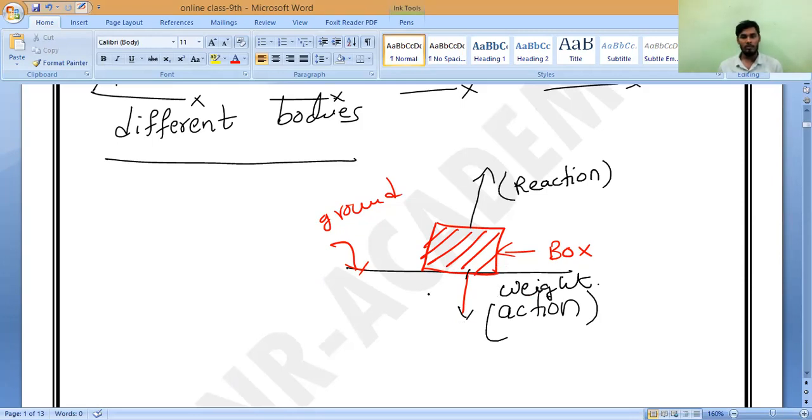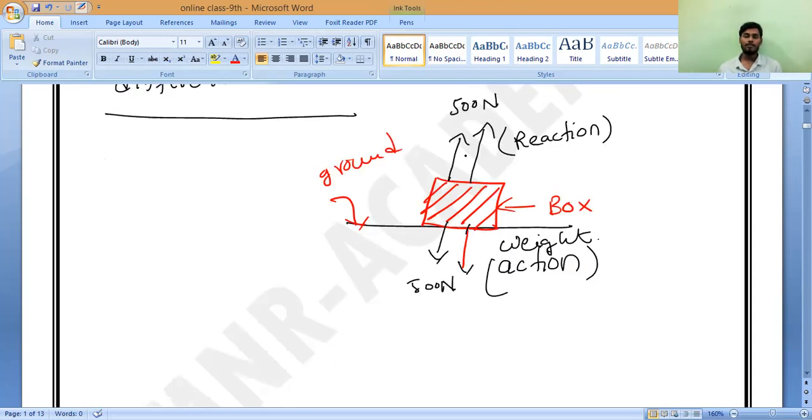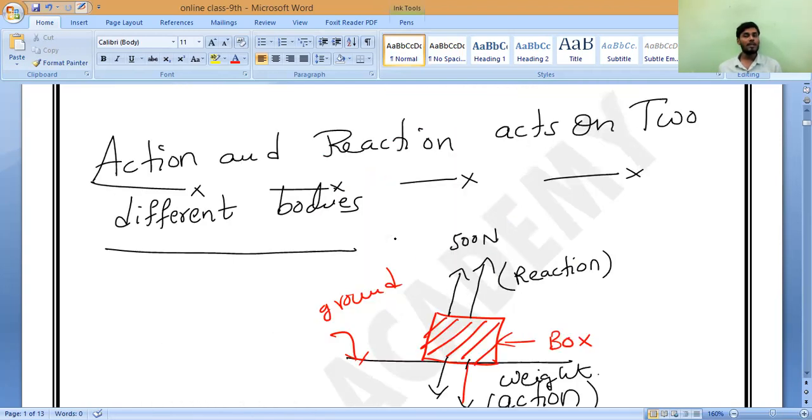So if my weight is 500 newtons, then the ground also will exert the same amount of force on me in the opposite direction. That is also equal to what? 500 newtons. Understand? So action and reaction act on two different bodies. It will never act on a single body. So that is the example you can take.